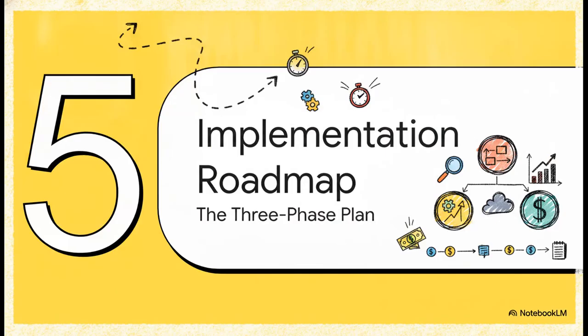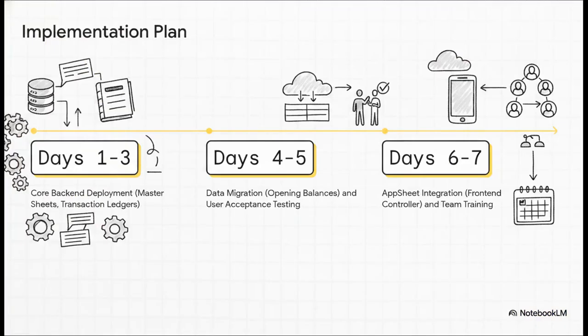Okay, let's talk deployment in Section 5, the three-phase implementation roadmap. You might think an ERP module like this would take months to set up, right? Actually, no way. Let's look at this rapid 7-day sprint. Phase 1 happens in days 1 through 3. This is the deployment of the core backend, setting up those master sheets, transaction ledgers, and configuring the dynamic array formulas. Phase 2 takes days 4 and 5. This is data migration, loading in your opening balances, and conducting user acceptance testing. Finally, Phase 3, on days 6 and 7, we deploy the AppSheet front-end controller for seamless mobile access and conduct team training. Literally, in just 1 week, you transition from manual chaos to automated clarity.